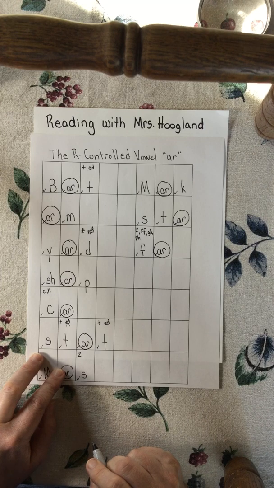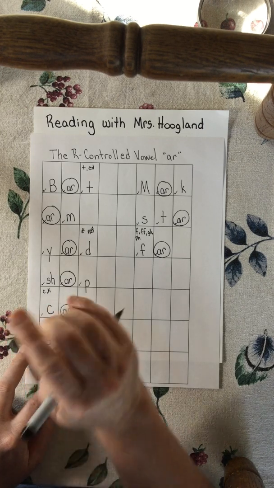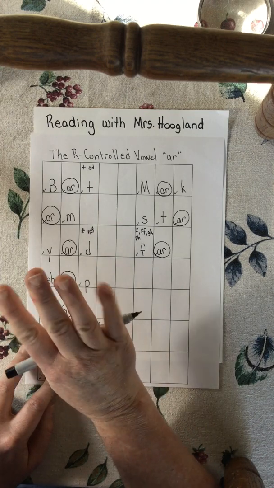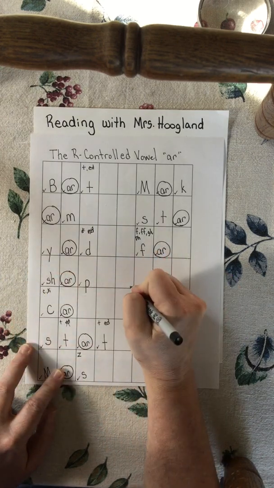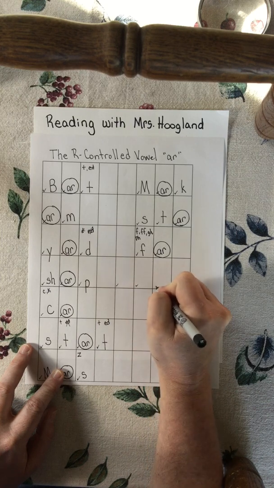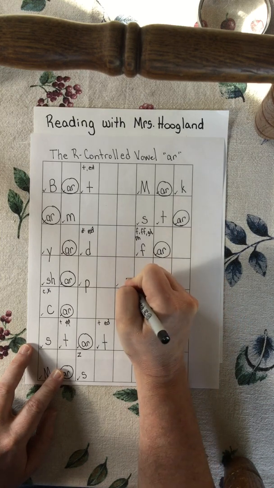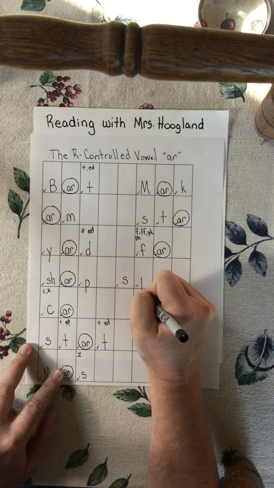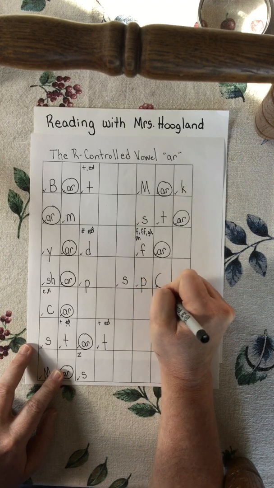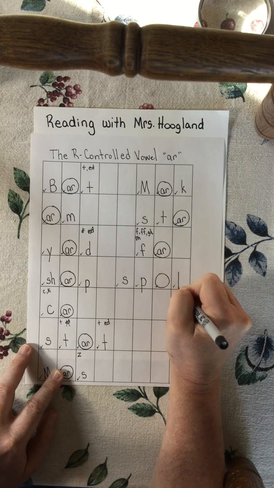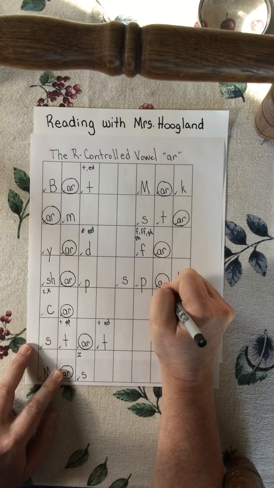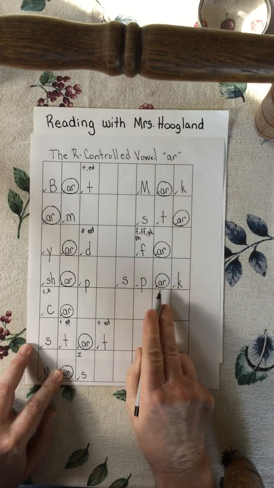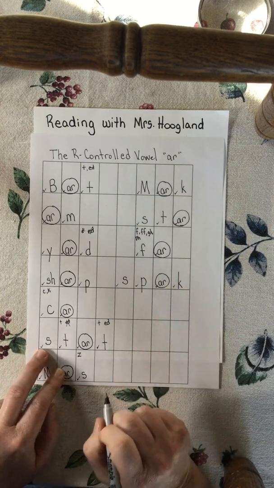Okay. Our next word is going to be spark. Spark. Sp, arc. 4 sounds. And this is going to be our AR. So we got sp, arc, spark.